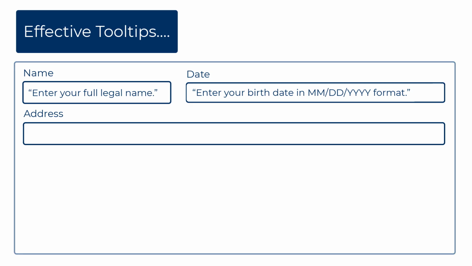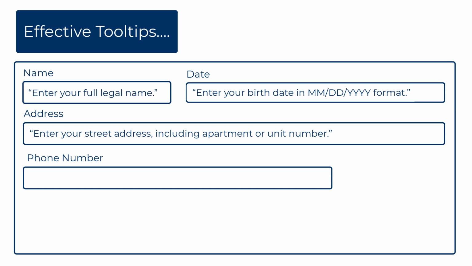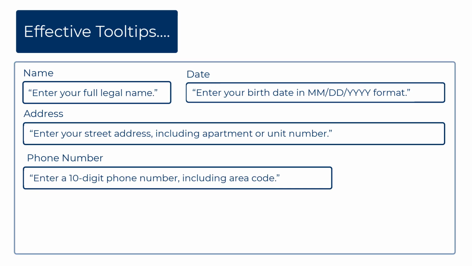Address field. A clear tooltip might read, "Enter your street address, including apartment or unit number." This works because it prompts the user to include essential details often forgotten. Phone number field. A clear tooltip might read, "Enter a 10-digit phone number, including area code." Why it works: it ensures consistency and reduces invalid inputs.